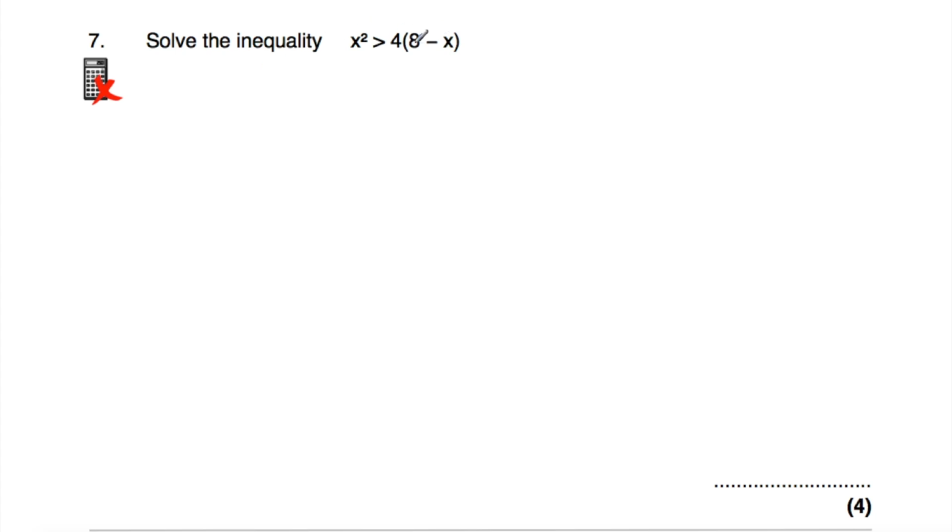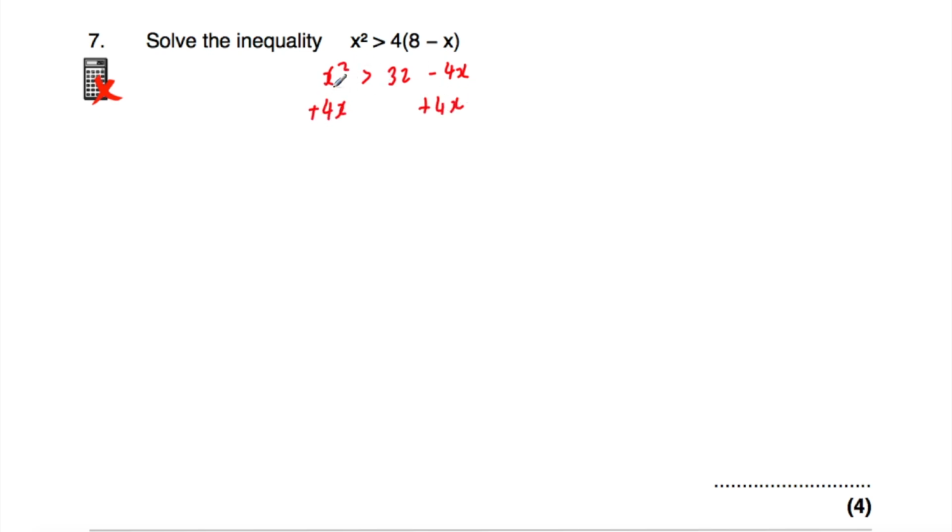So let's expand our brackets to begin with. So we'd have x squared is bigger than 4 times 8 would be 32, and then 4 times minus x would be minus 4x. So we've expanded our brackets. So we've now got that x squared is bigger than 32, subtract 4x. Now here what I'm going to do is I'm now going to take away 32 from both sides and add 4x to both sides to get 0 on the right hand side. So let's start off by adding 4x to both sides. So let's add 4x and add 4x.